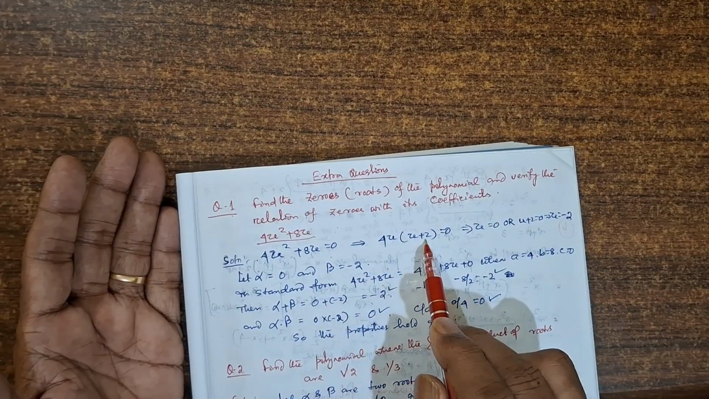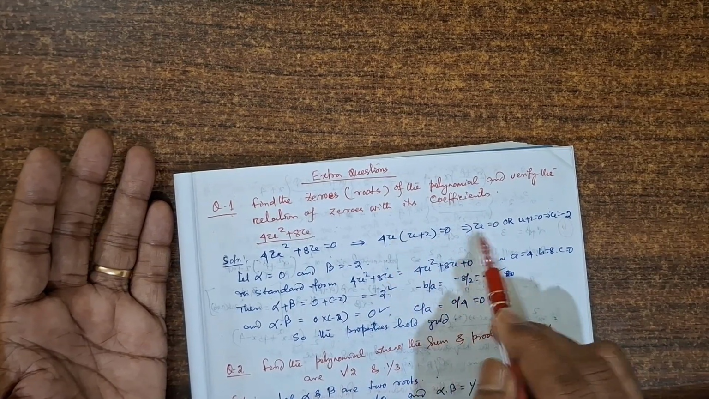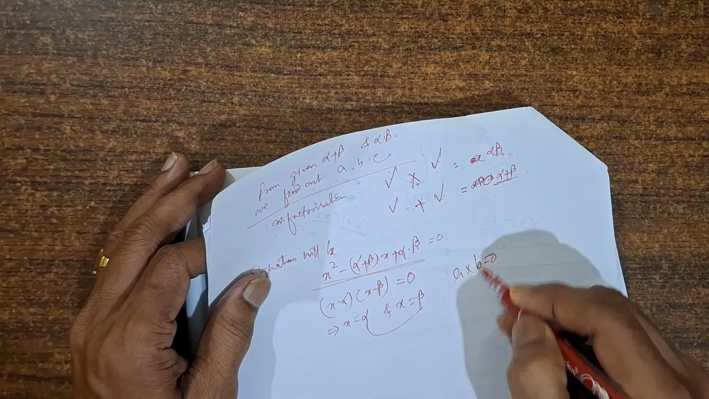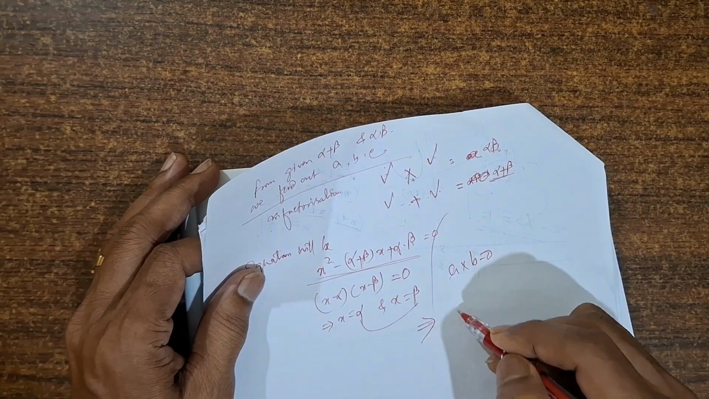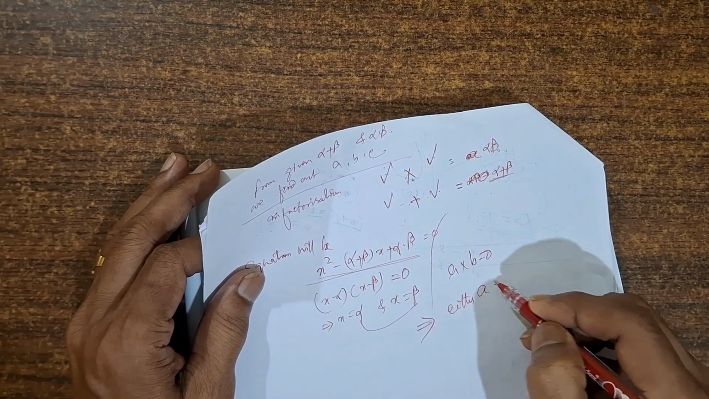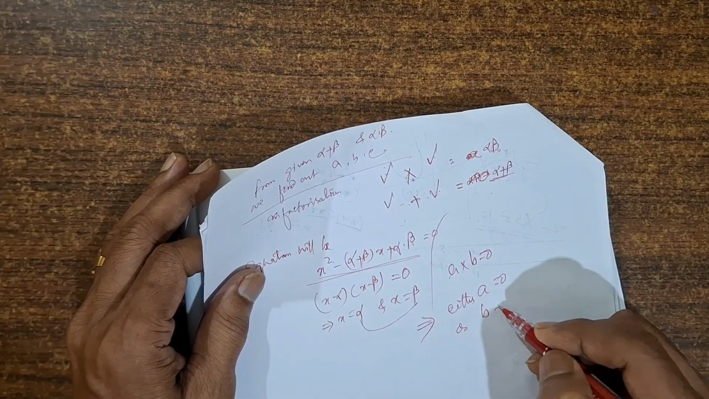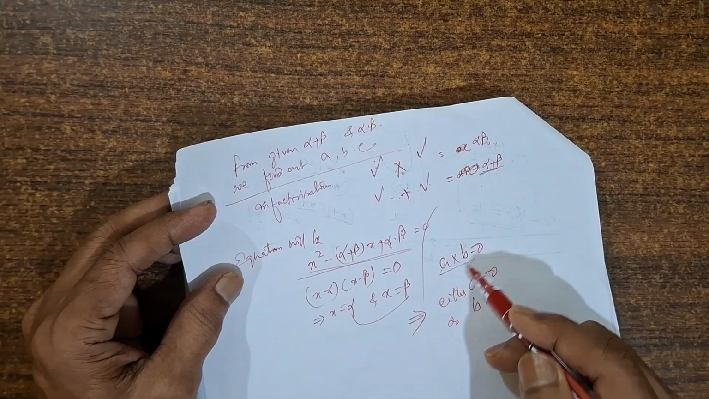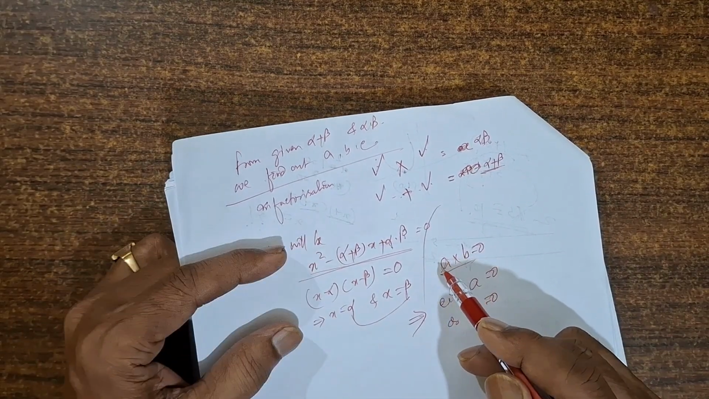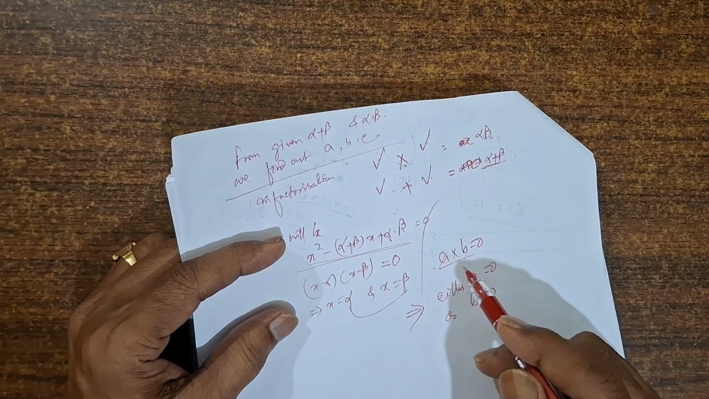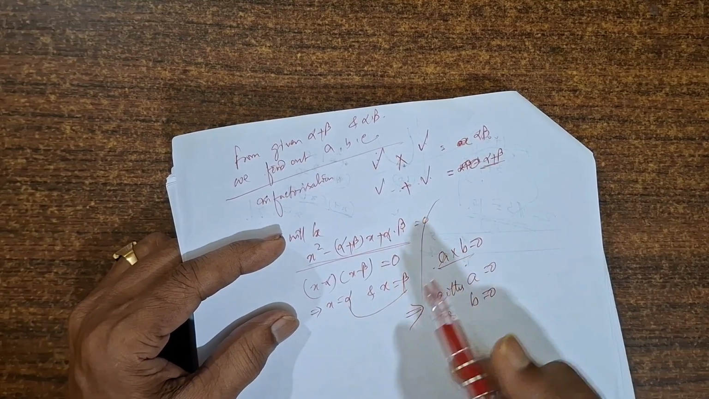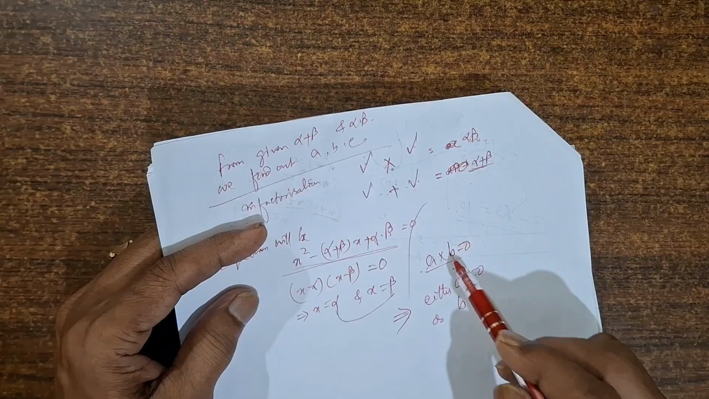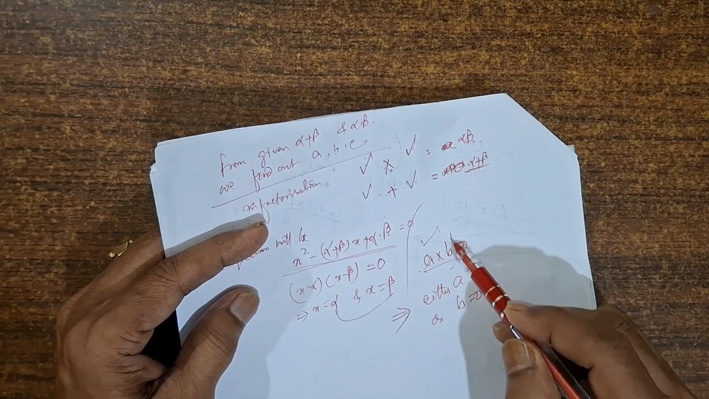For this, taking u common, we get u times u plus 2 is equal to 0. So when a into b is equal to 0, what is the criterion? What does it mean? Either a is equal to 0 or b is equal to 0. Both may be 0, no problem, but individually we should take each case. If two numbers are multiplied and one is 0, it is sufficient, the result will be 0. Both need not be 0. Either a is 0 or b is 0.